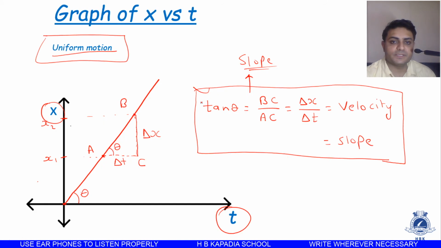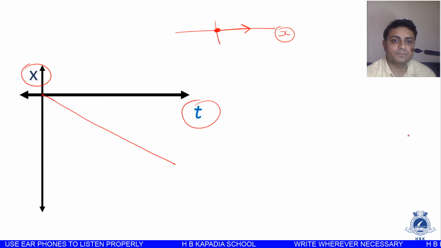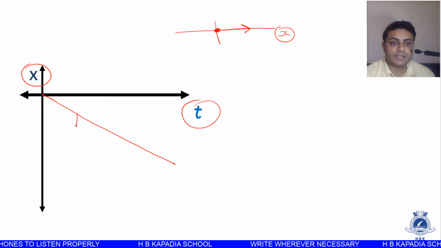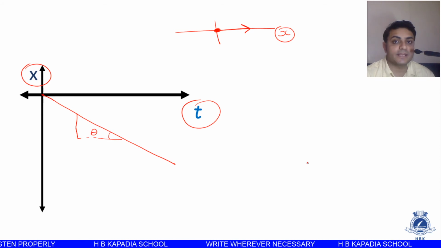So let's proceed further. This is again a slope. If it is moving along the negative direction, of course we will get a negative slope. The angle theta will be somewhere over here, and in that case the velocity will be negative. Velocity is considered to be negative. Why? Because the object is moving along the negative x direction. Again I'm repeating, what is the negative x direction?